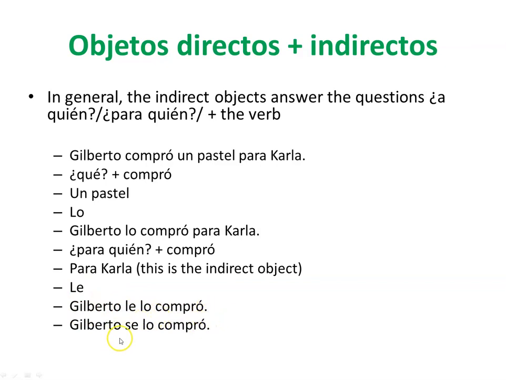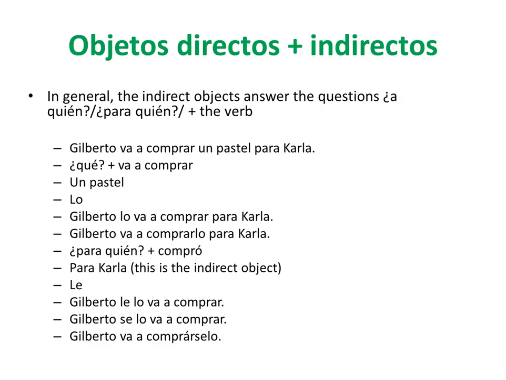We're going to apply the same rule. It doesn't sound right to use the same consonant in this case. This sound, la, la, la. So that's why this le, we're going to change it to se. Usually, it's going to happen when we have objetos indirectos in third person. This can be singular or plural. We will see examples. Gilberto se lo compró.